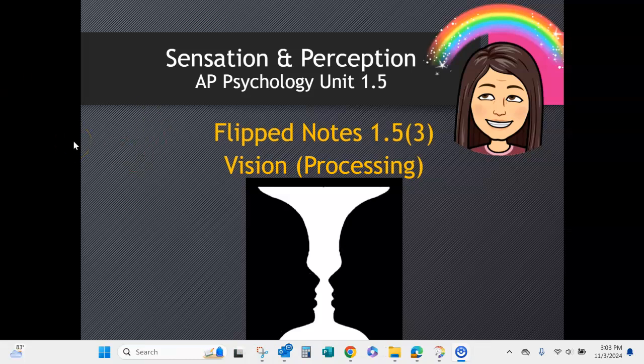We're still in sensation and perception, and this time we're talking about vision, but instead of the anatomy, how we actually process those visual signals. My Bitmoji's got a rainbow this time because we're talking about color and how our brain and our eyes are able to recognize colors. Let's go.